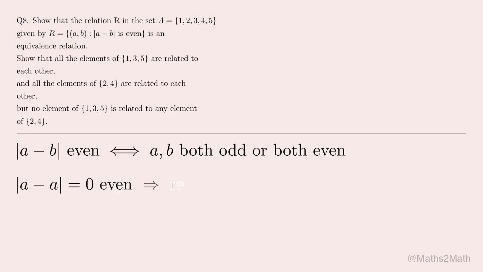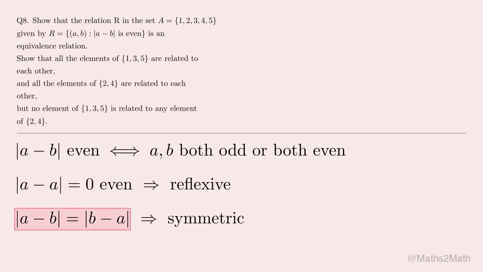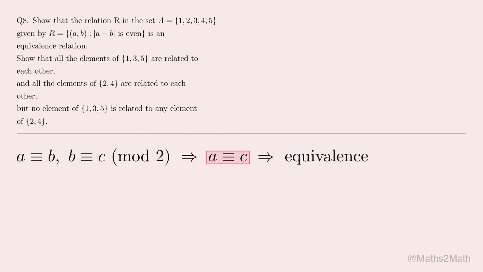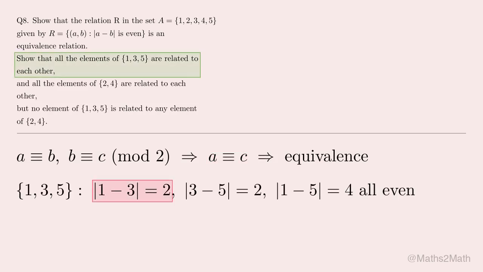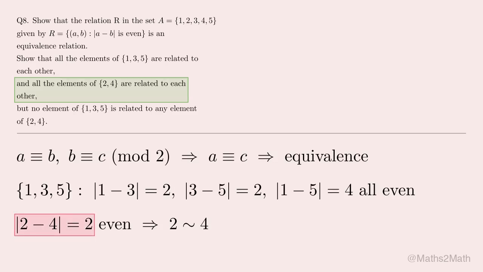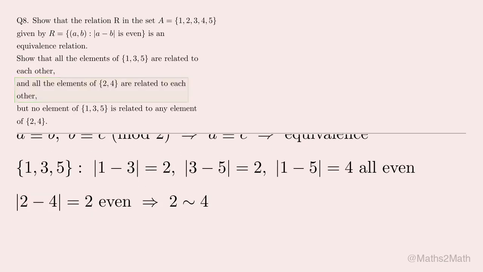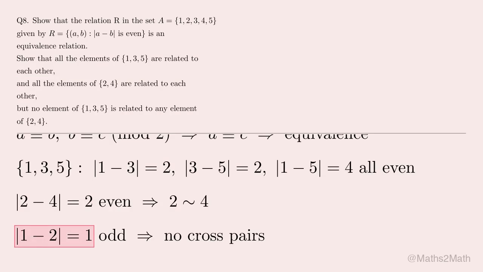A minus a is 0, which is even, reflexive. The absolute difference ignores order, symmetric. Same parity chains through a middle element, transitive, an equivalence relation. 1, 3, and 5 are all odd, so every difference among them is even, all related. 2 and 4 are both even, so they are related to each other too. But an odd minus an even is odd. The two families never mix.